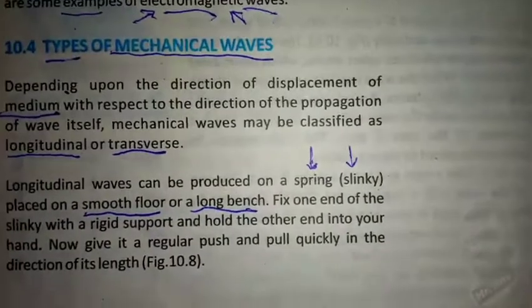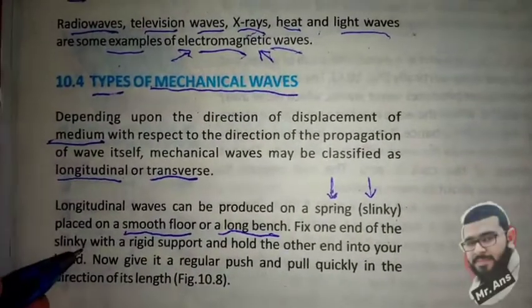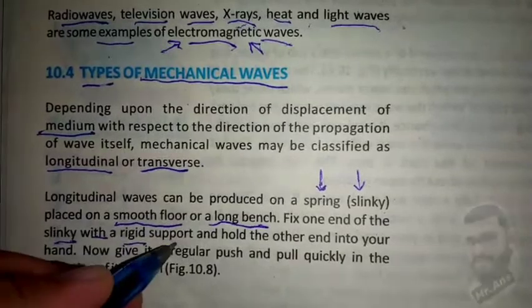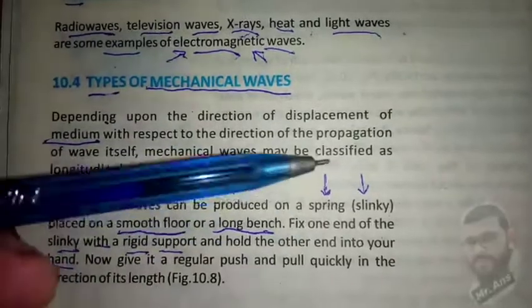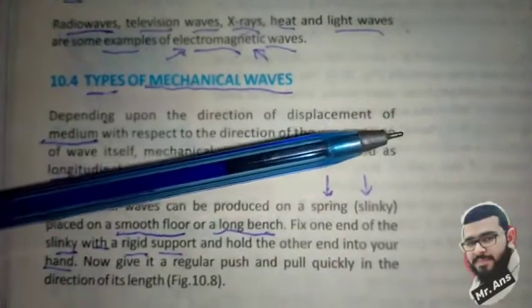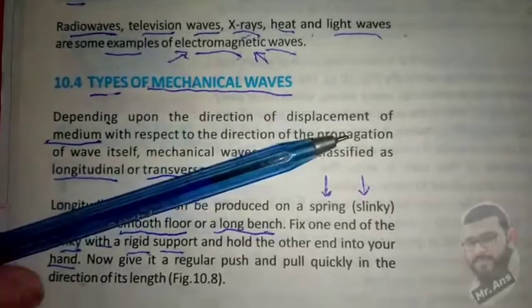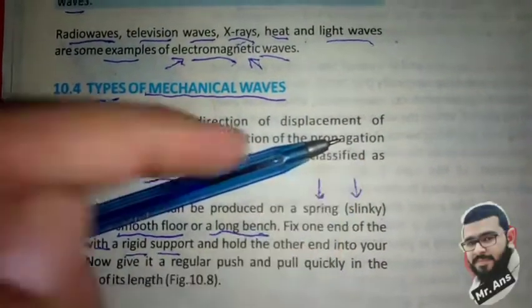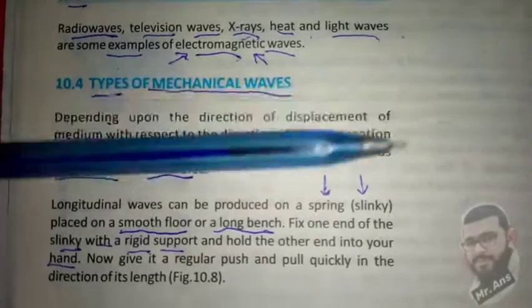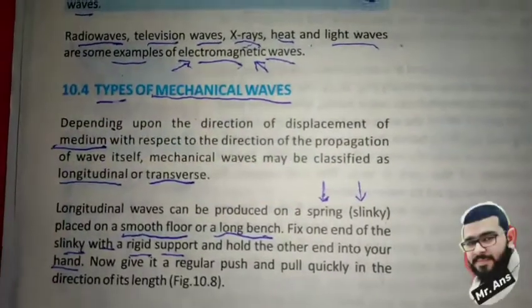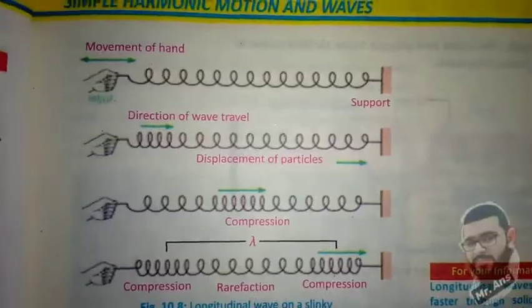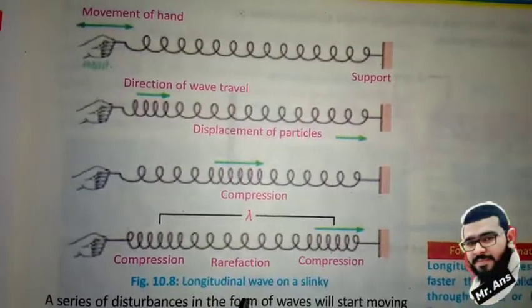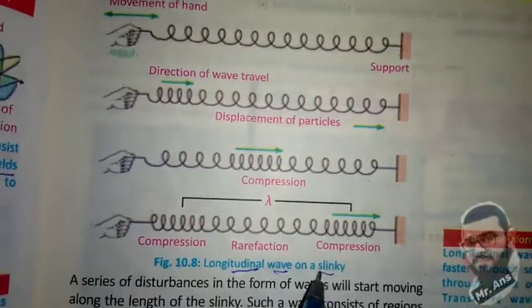Fix one end of the slinky with a rigid support and hold the other end in your hand. If you have a spring, for example, I have this spring, and this last end is attached to a rigid body, and I am shaking this. So here something is happening. For example, in this picture you can see longitudinal waves on a slinky.